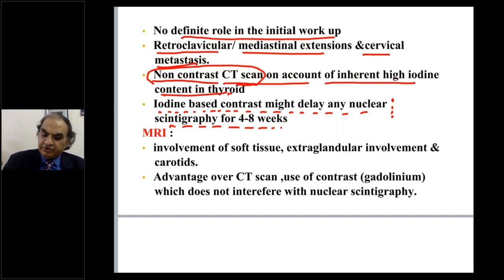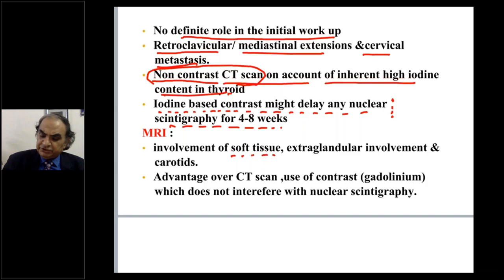MRI naturally would show you more involvement of soft tissue, and often you are asked which would be an ideal test for the retrosternal extension. And a lot of us feel that MRI is useful. It also shows its relationship to the vessels, also the status of the nerve, and it's indicated especially in those patients where there is a recurrent laryngeal nerve involvement.